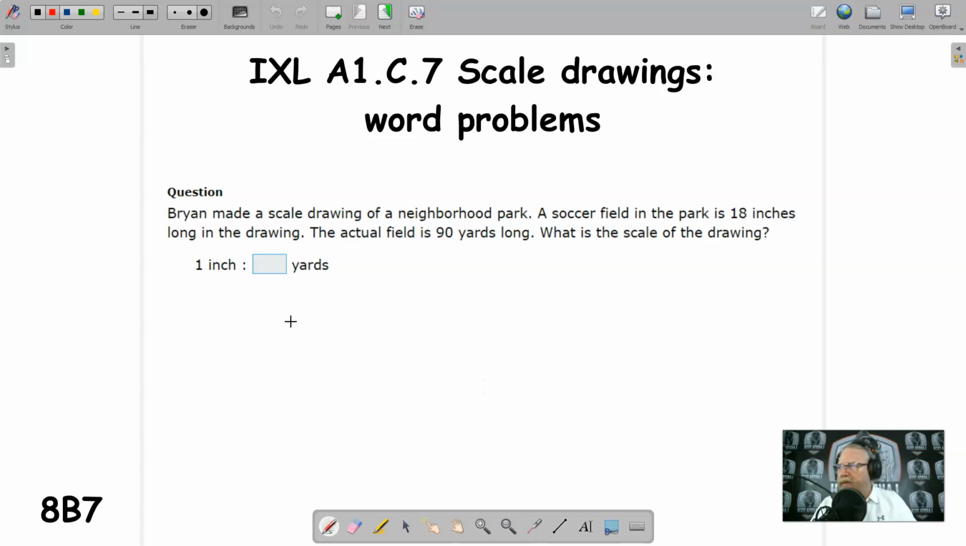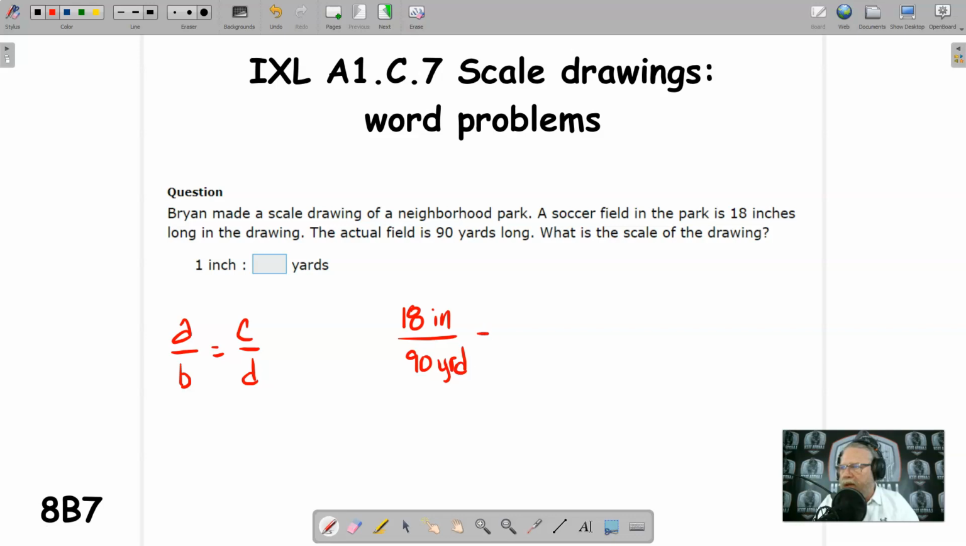So if I want to use proportions for this, and remember, a proportion is that A is to B as C is to D, where I have two ratios that are set equal to one another, going to be missing one value, and then we're going to solve for that value. So how could we set this up? Well, we could say that 18 inches is to 90 yards.